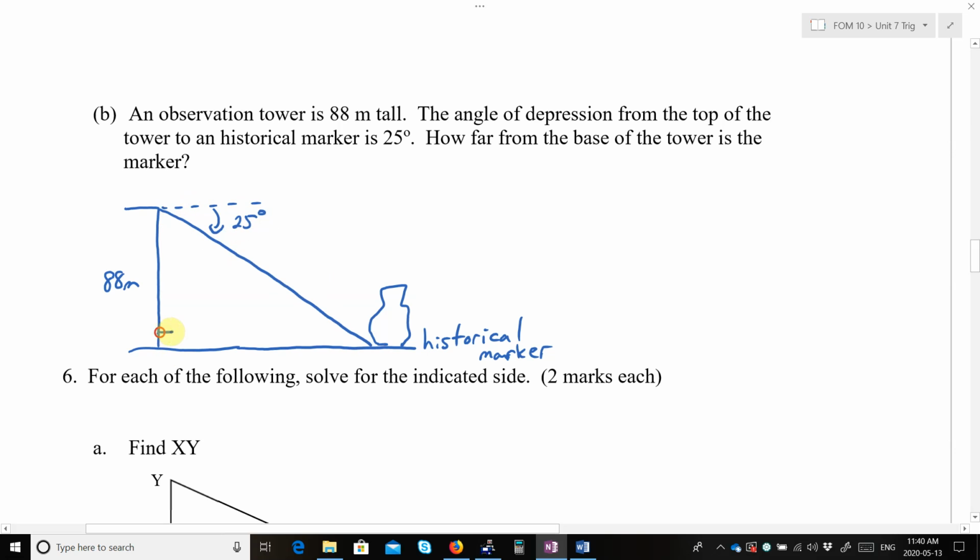Hopefully you'll notice that that's actually not inside the triangle. So we have to use the angle of depression to get an angle inside the triangle. The question says, how far from the base of the tower is the marker? The base of the tower is right here. So how far away is this historical marker? We're looking for that x length.